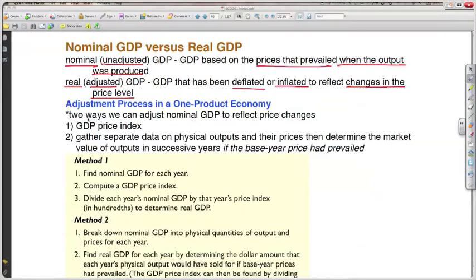So we can have two ways to adjust this nominal GDP to reflect our price changes. First is our GDP price index, and then second is to gather separate data on physical outputs and then determine the market value of outputs if the base year price had prevailed. So method 1, we find nominal GDP for each year, compute the price index, and then we divide each year's nominal GDP by that year's price index to determine the real GDP. And this is the method that we're going to be learning.